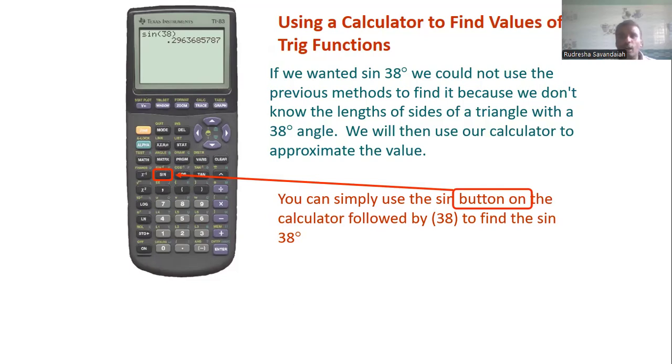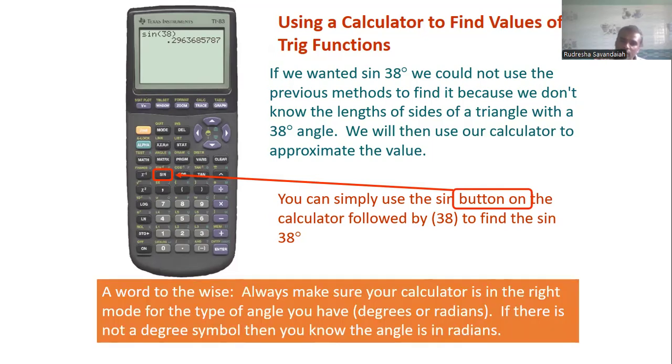Scientific calculators are allowed in some examinations, but in competitive exams like the KE, no scientific calculator is allowed. Be careful when you bring the calculator: you must know the values. You are not allowed a calculator in government exams. You can simply use the sine button on the calculator followed by 38 degrees to find sin 38.